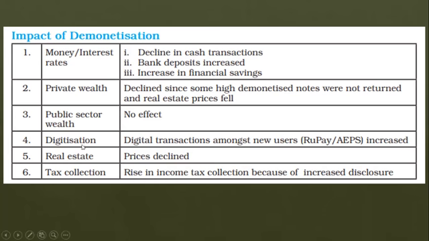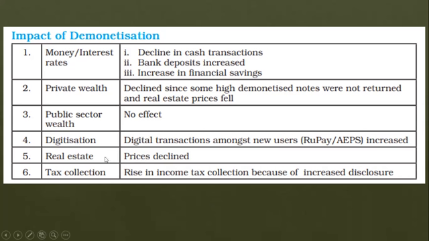Next is digitization. Digital transactions amongst new users, RuPay, APS increased. In the sense, I said after the implementation of demonetization, there was a lot of boost in digital transactions, not only your RuPay, APS and card transactions, but also your Google Pay, your PhonePe, your UPI, all those increased. That means after the demonetization, your digitization also increased.